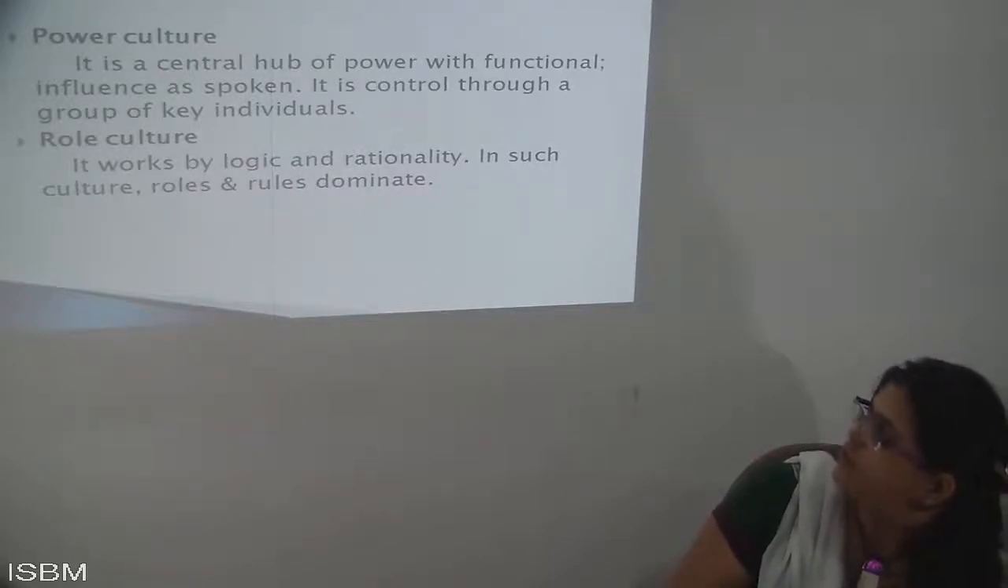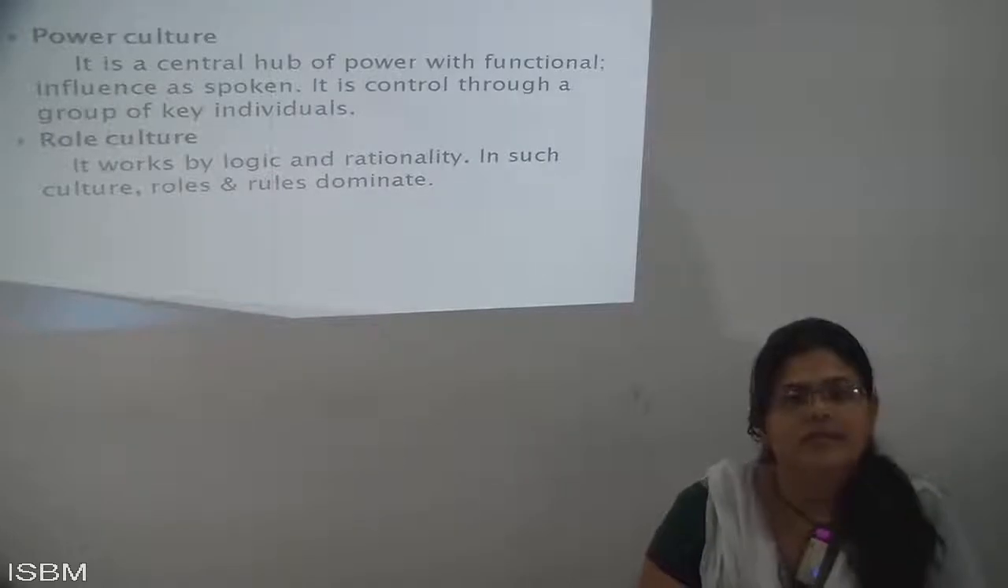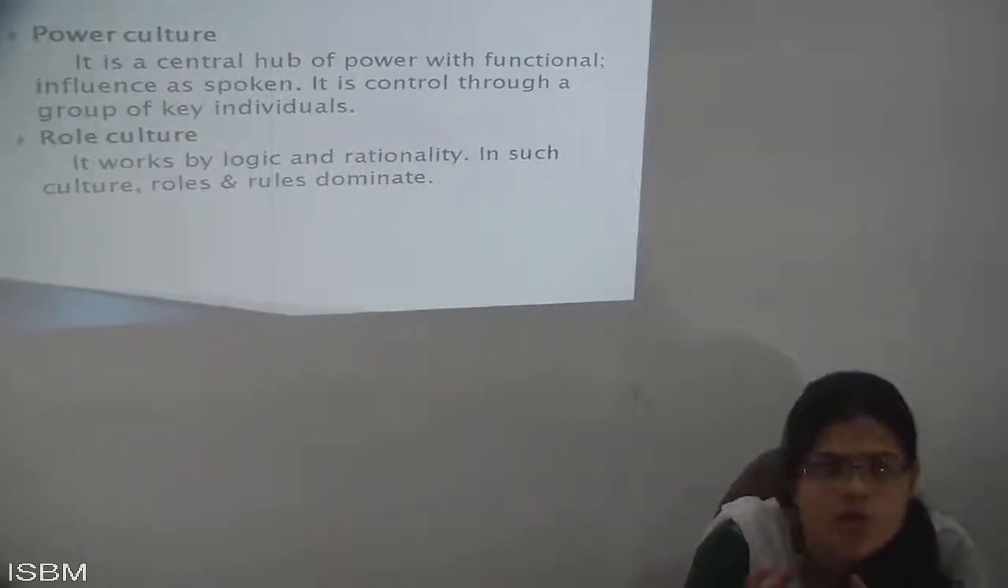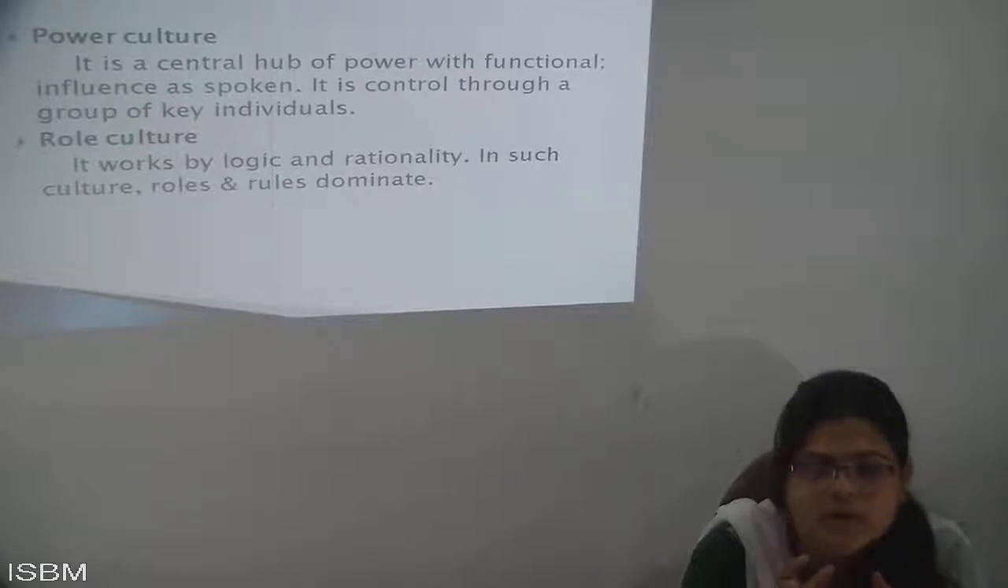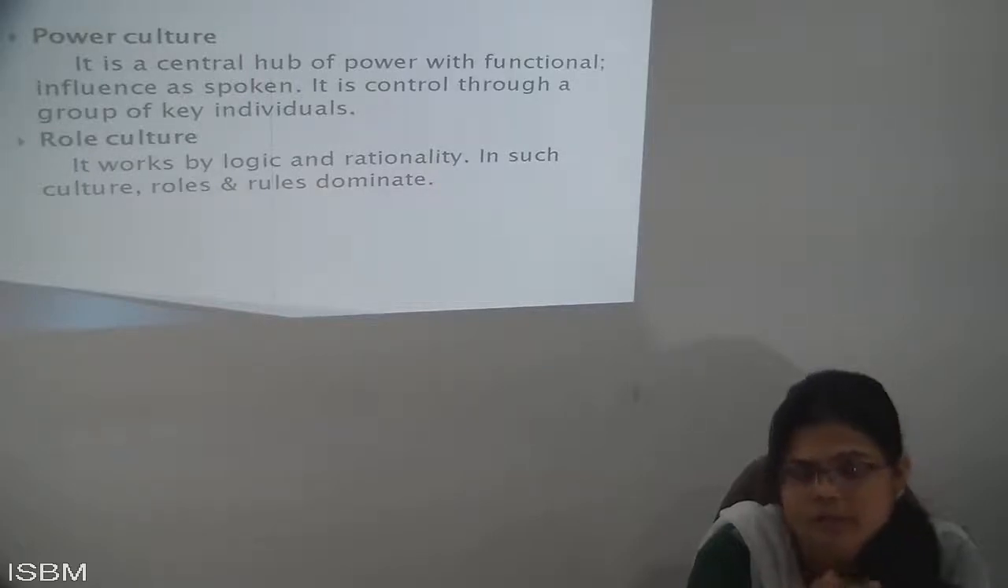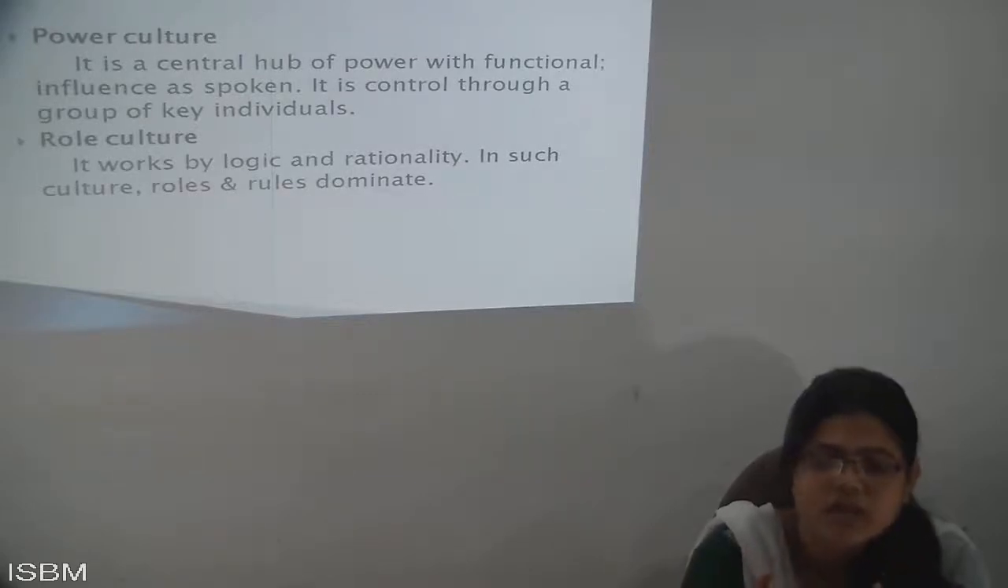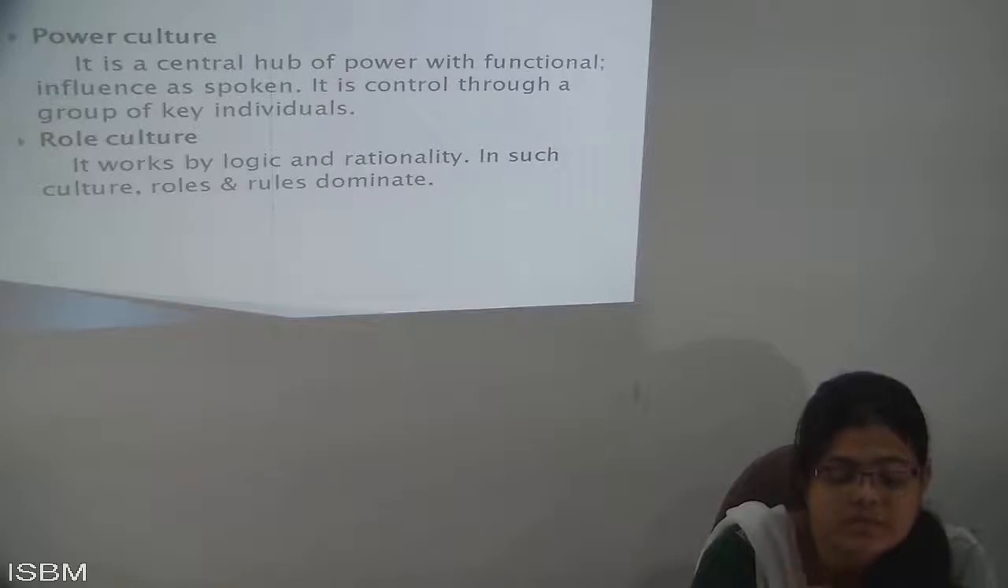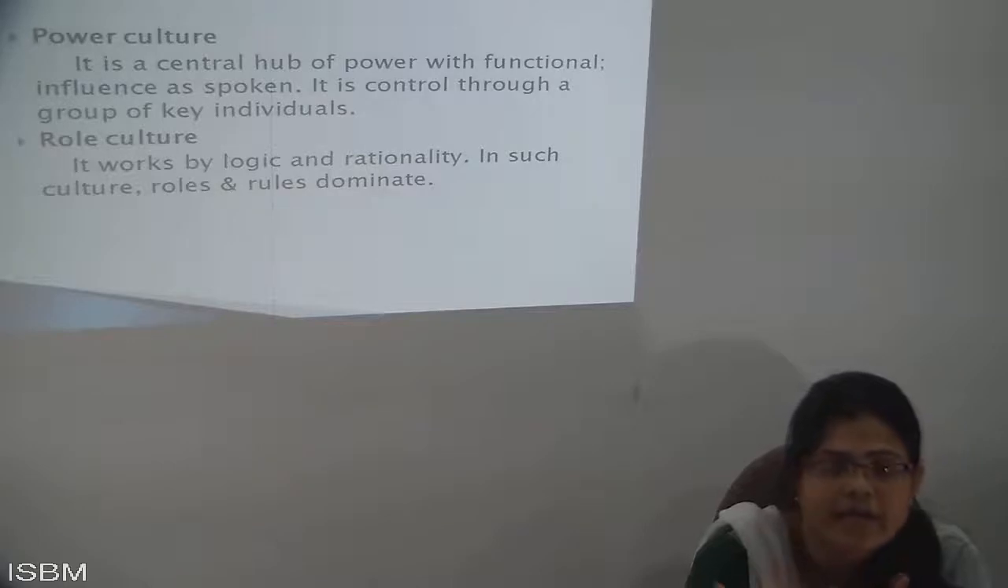Control lies with the key individual in the group. Power culture means that in a group, there is one higher person, and through that person, people get to know how the work gets completed amongst everyone. That person has certain powers, and without power, you can't run any kind of culture. So it is a type of central hub. Central means a main hub. Without power, you can't run any kind of culture.